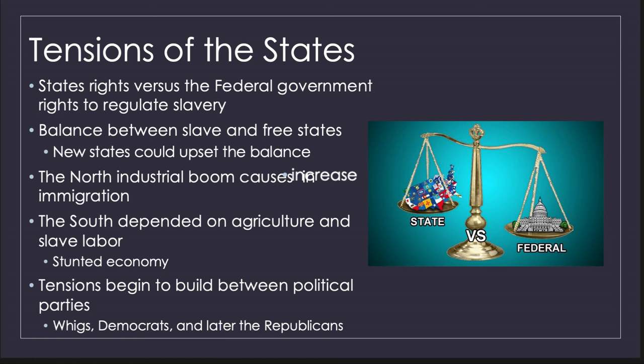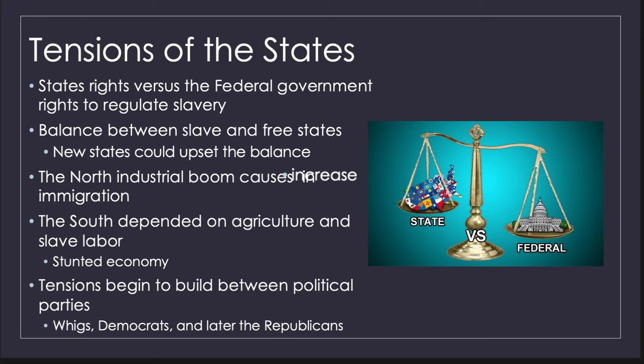The tensions between the states, the North versus the South, all balance on this idea of, is it the states' rights to determine the status of new states, or is it the federal government's right to regulate slavery? The South is going to be on the side of states' rights and say it is each state's right to choose if they want to have slavery or not. The North is going to argue for the federal government to regulate slavery. And this is really going to pit the two different sections of the United States against each other.